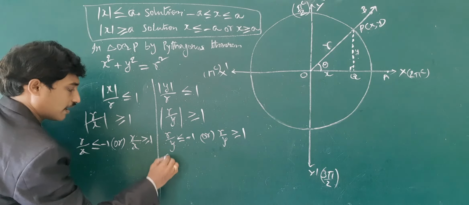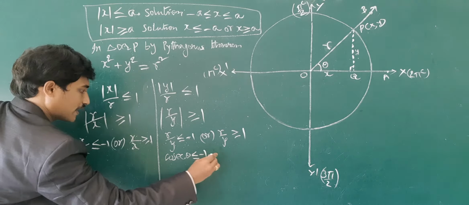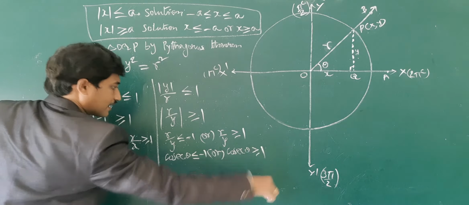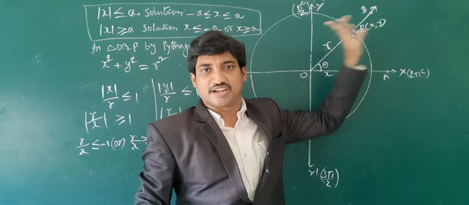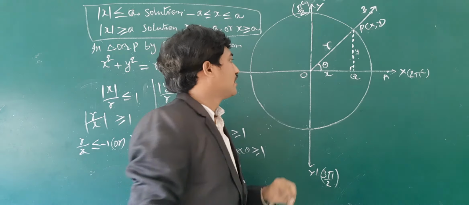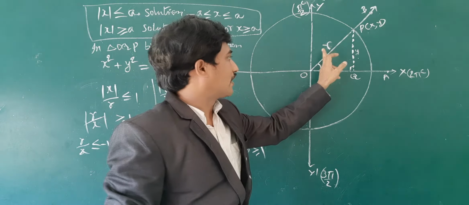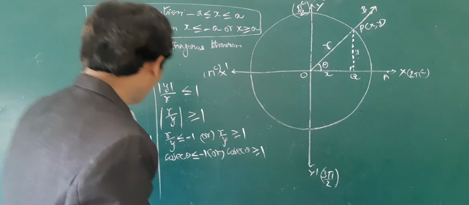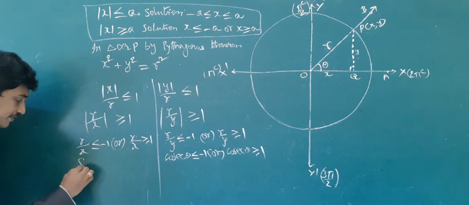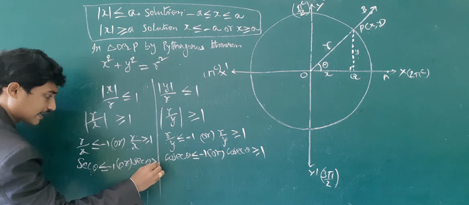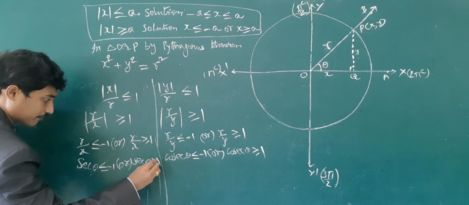That is, cosecant theta is less than or equal to minus 1, or r by y, which is cosecant theta, is greater than or equal to 1. In the same way, r by x is nothing but secant theta. That is the definition of secant theta. r by x: hypotenuse by the adjacent side, or the distance from the origin to the point by the x coordinate. That is secant theta. Secant theta is less than or equal to minus 1, or secant theta is greater than or equal to 1.